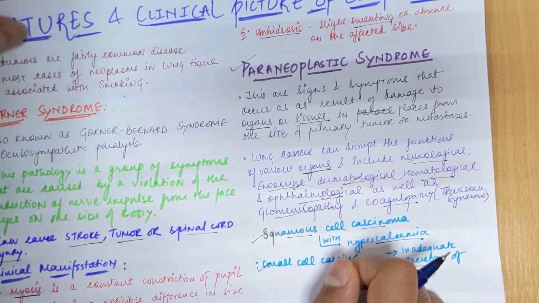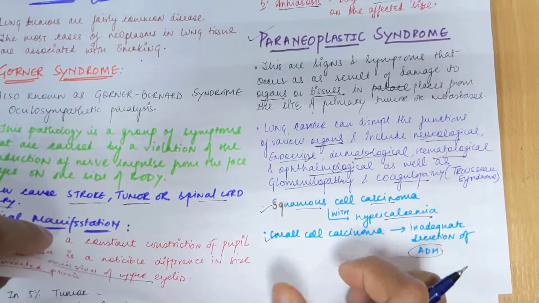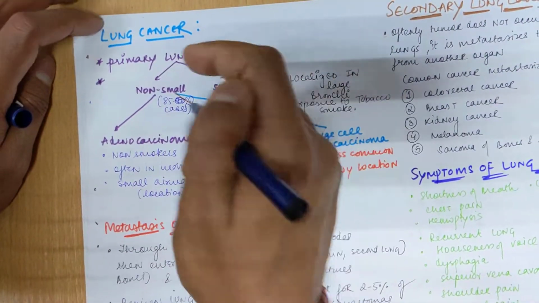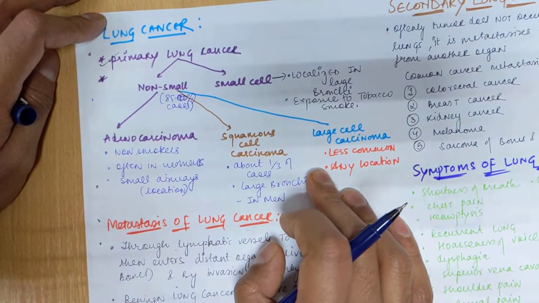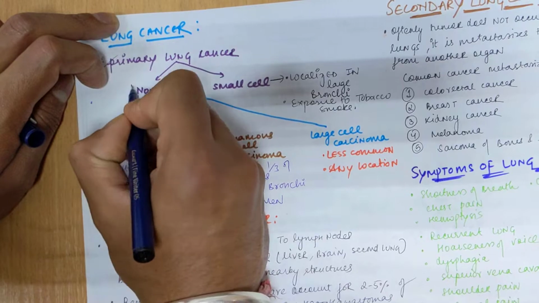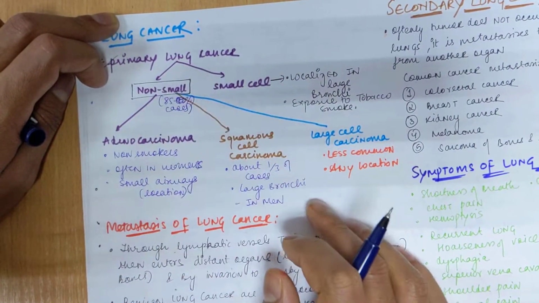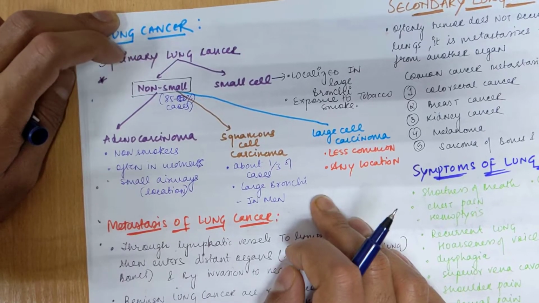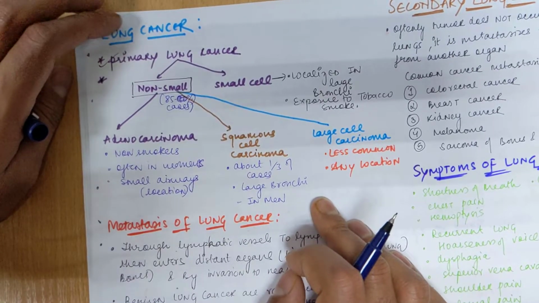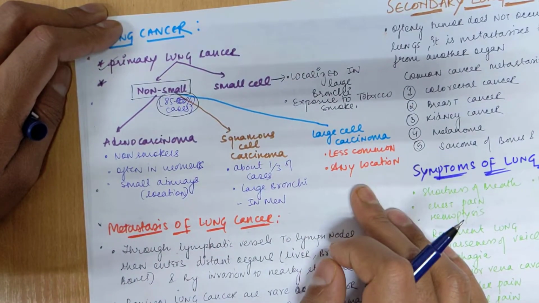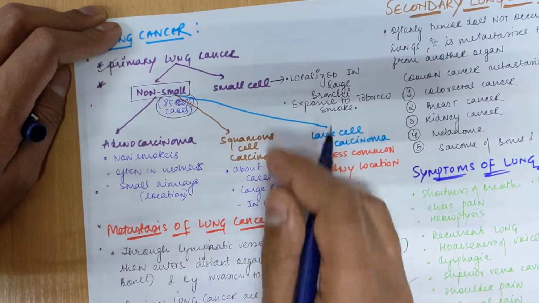Now we have to move forward to the types of lung cancer. I will discuss lung cancer in detail here. So lung cancer we have two types, primary and secondary. In primary we have two classifications, non-small cell carcinoma and small cell carcinoma of lungs. Most common is the non-small, which is around 85% of cases. Small cell is about 10 to 15%.